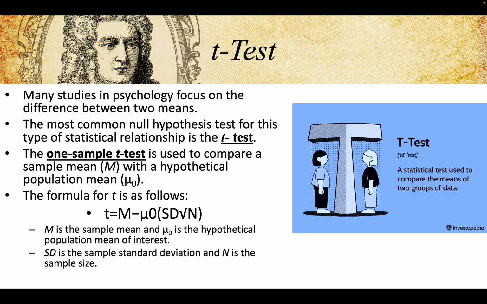Many studies in psychology focus on the difference between two means. The most common null hypothesis test for this type of statistical relationship is the t-test. The one-sample t-test is used to compare a sample mean with a hypothetical population mean. The formula for t is as follows.